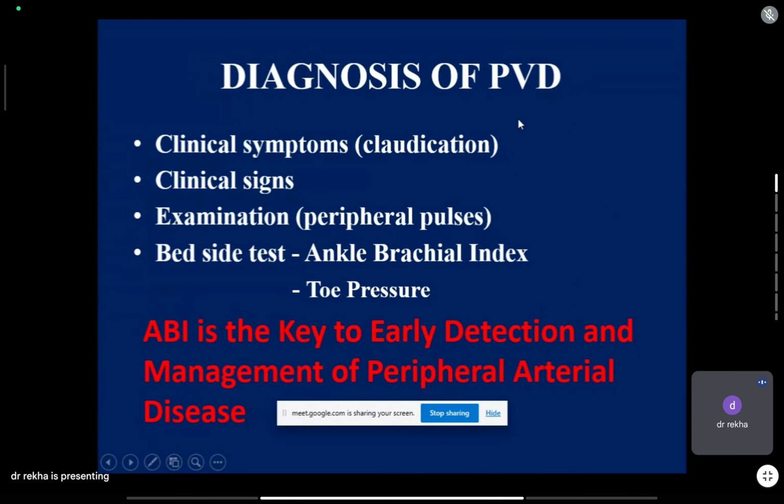How do we diagnose peripheral vascular disease or PVD? By the simple claudication. So, do you have any idea about the claudication? Anyone? Hello? No, ma'am. Okay.